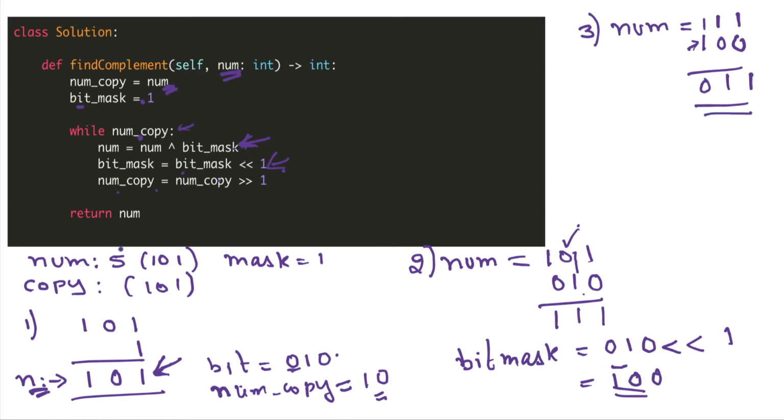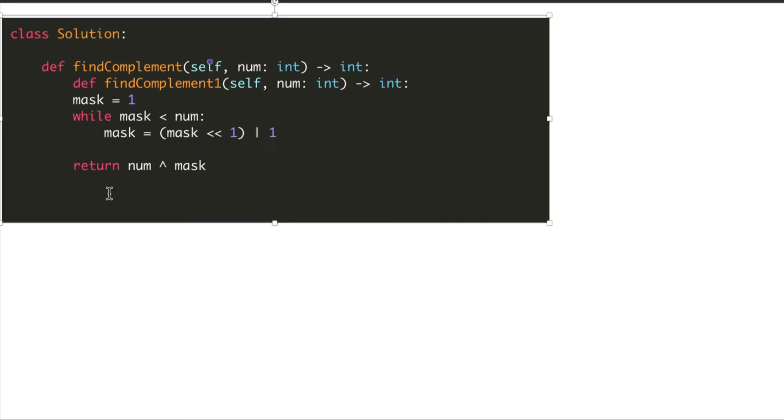And also, if we track the num copy here, it is 1. Again, we'll do a right shift in the second iteration. The num copy will become 1 here, and here the num copy will become 0 if we do a right shift operation, and then it will break out of this while loop and will return this num, whatever the result we have here. This is the second method.